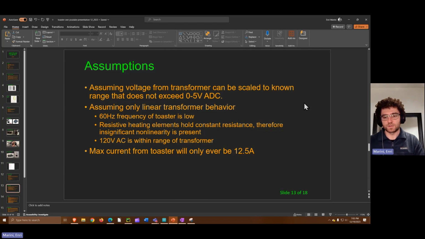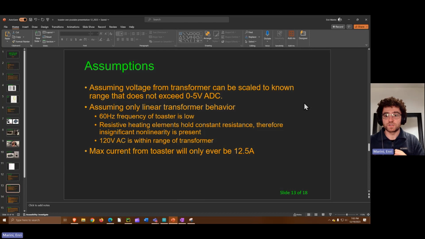Again, even though it's a resistive heating element, there are some high frequency operations that do occur at startup and shutdown. We're assuming those to be negligible. They, in fact, are not.